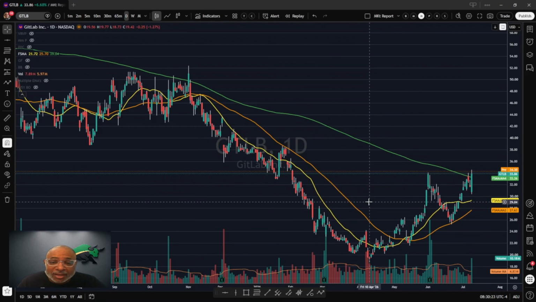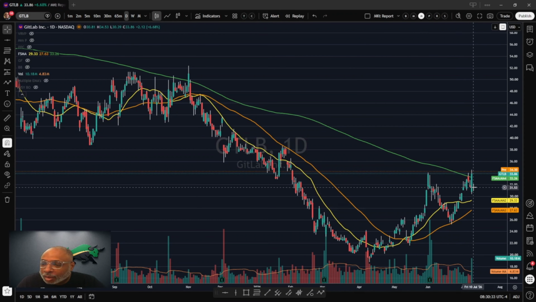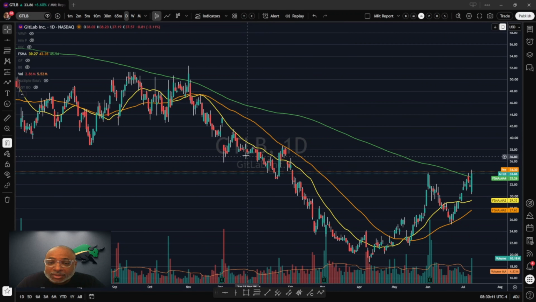I'm bringing you today GitLab Inc. or GTLB. We're looking at the one-day candlestick chart here, and this one popped on my scanner because it closed above the 200-day moving average with high volume. Those are two things we love to see, as the price is reversing from being under the 200 for a long time, as you can see on the chart. We're now reversing, closing above the 200, with a lot of volume.